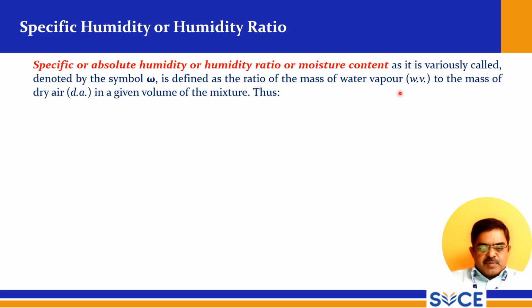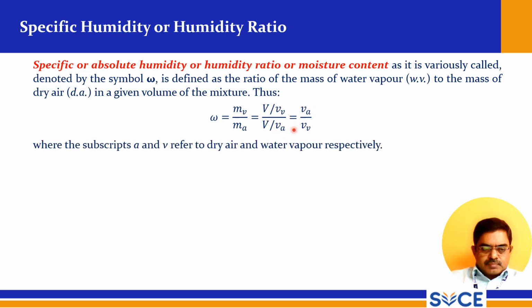Omega is defined as the ratio of the mass of water vapor, Mv, to the mass of dry air, Ma, in a given volume of the mixture. So omega equals Mv by Ma, mass of vapor divided by mass of dry air, which is V by Vv divided by V by Va. The V's cancel, giving Va by Vv, where the subscripts A and V refer to dry air and water vapor respectively.